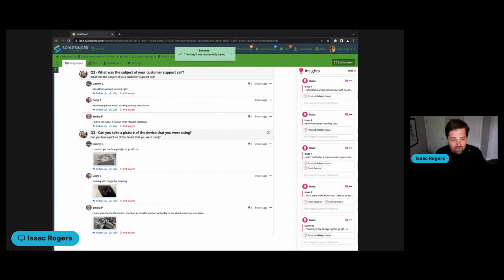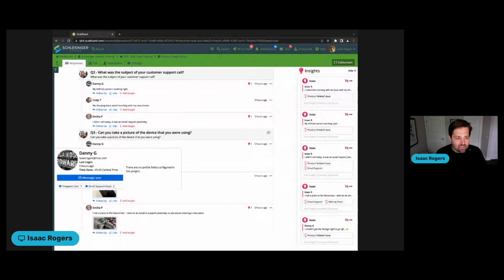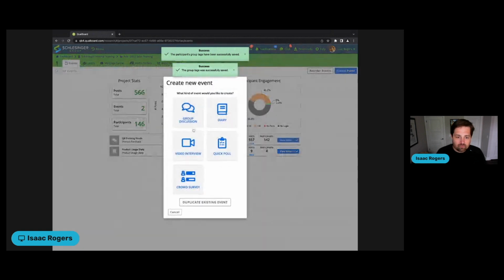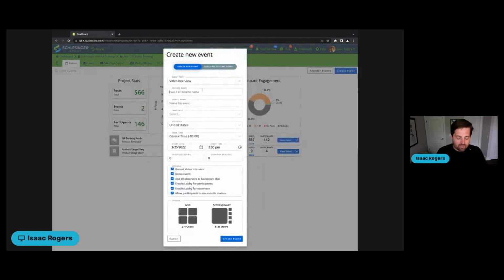I could pull that into a report, what we call an insight report or a workbench. Very easy for me to do. But let's say what I want to do with Danny is actually invite him into a research interview. So I'm going to say he's a research interview candidate. So I just tagged him as an interview candidate. Then I'm going to go back up one step, and I'm going to start a video interview. And I'm going to say, Cody video interview.